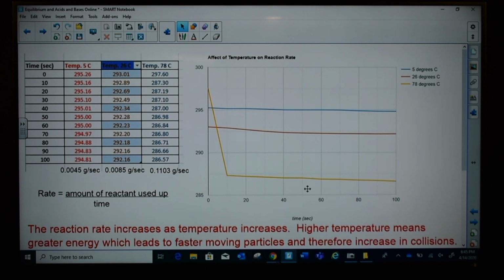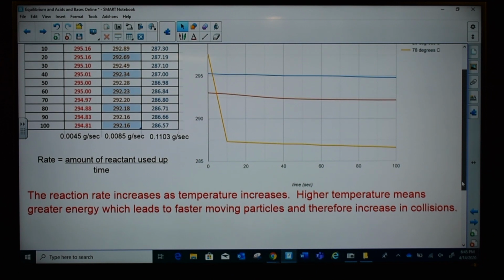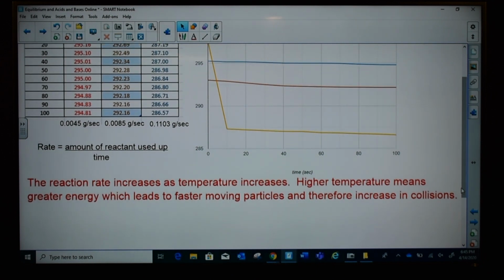The reaction rate, as you can see at the bottom here, I just remind you, increases as temperature increases. A higher temperature means that there's greater energy. This leads to faster moving particles and therefore an increase in collisions.